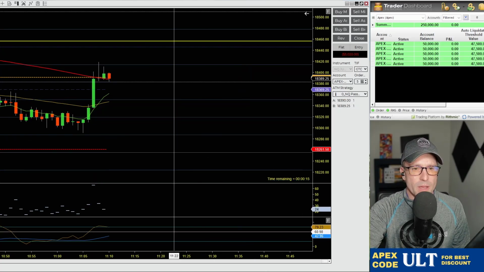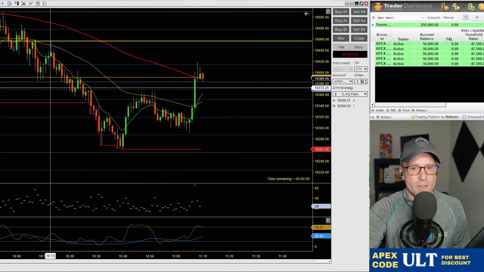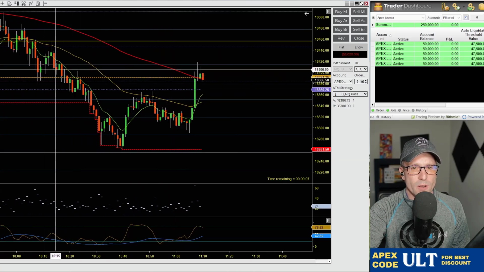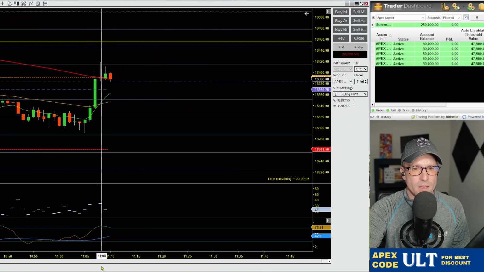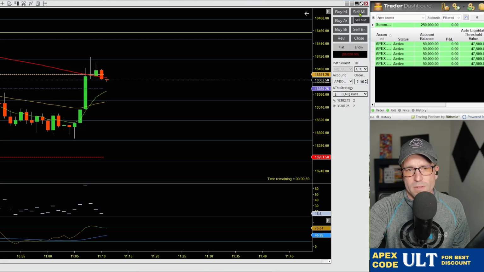I really like this bounce off of this area. We got the bottom of the open range here. We got the overnight open. We've got a red line. Everything's looking good right here. Might have missed it. Can't get in now.